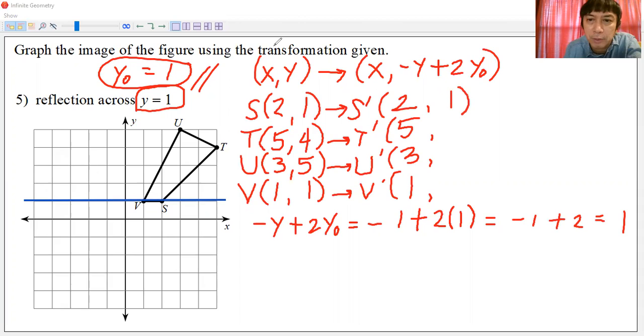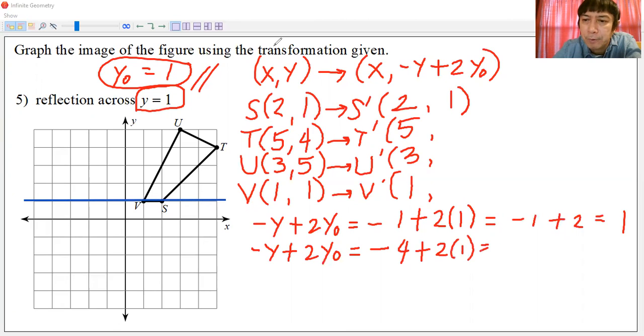We continue with T prime. Same formula, negative y plus 2 times y of 0. Negative is from the formula. Y comes from the given. All right, our y from point T is a 4. So after this negative, we write the 4 plus the same 2 times 1. This is negative 4 plus 2. It's a negative 2 there.